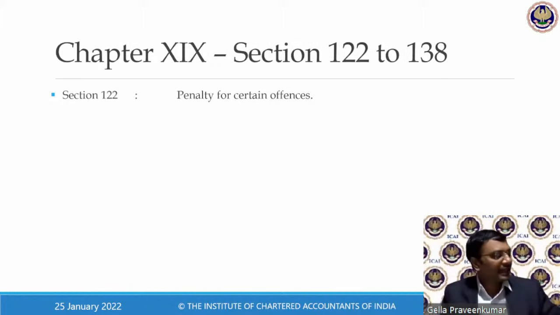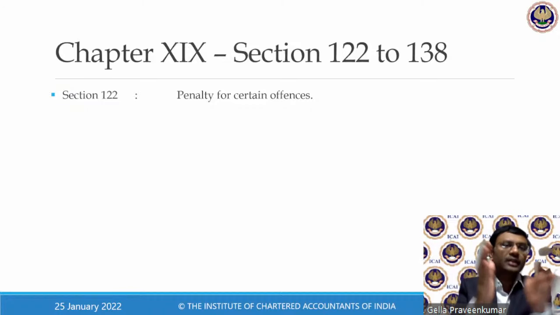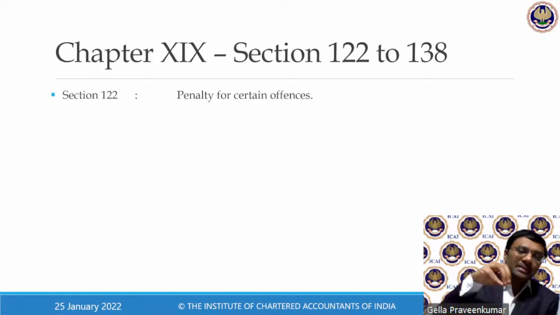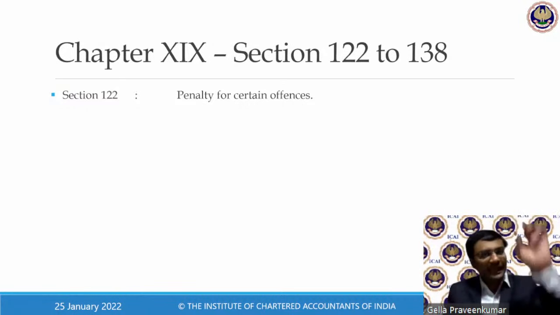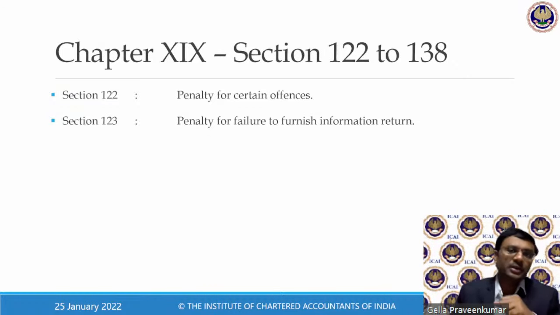Now, chapter 19, as I have mentioned to you, is going to cover in detail section 122 to section 138. Section 122 is the lengthiest section we have. Roughly 45 minutes we are going to spend only on this section 122. Section 122 is the mother, the origination, for all the demand and recovery, all the notices which we see under GST. Section 122 has listed certain offences, and for those offences, they have identified what they are going to demand.